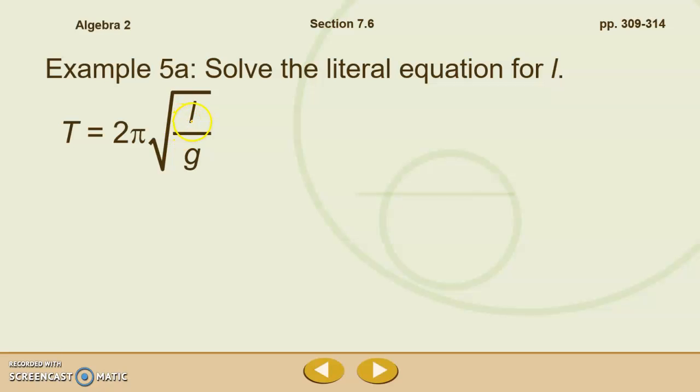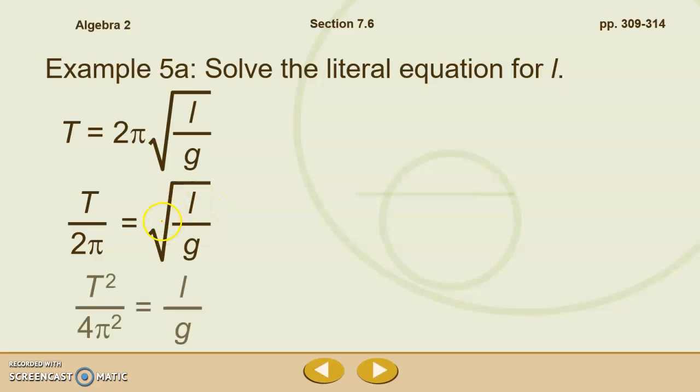And to solve this for L, first we want to isolate our radical expression, right? So we're going to divide by 2 pi. So we get t divided by 2 pi equals the square root of L over g. We can then go ahead and square both sides to get rid of that root. So we've got L over g, and we've got t squared over 4 pi squared.